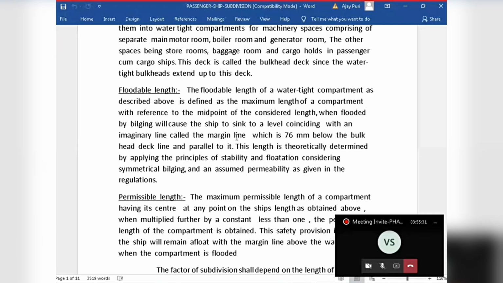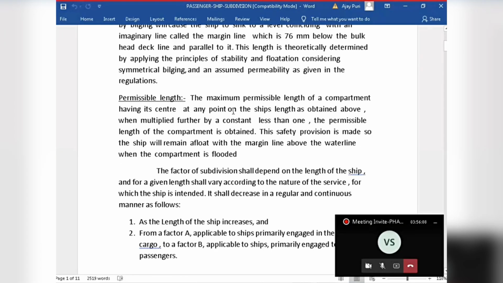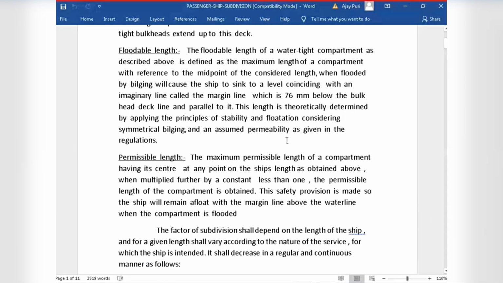So floodable length of a watertight compartment is defined as the maximum length of a compartment with reference to midpoint of a considered length when flooded by bilging, which will cause the ship to sink to a level coinciding with the imaginary line, which is the margin line. Now, this length is determined by applying your principles of stability and flotation, considering symmetrical bilging. So, symmetrical bilging means both sides the bilging is the same, and assume permeability as given in that regulation. So, we'll go into more detail of that in the other notes. But first, we'll do the basics here.